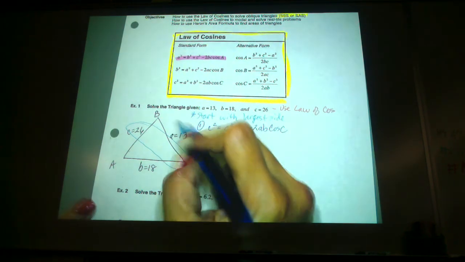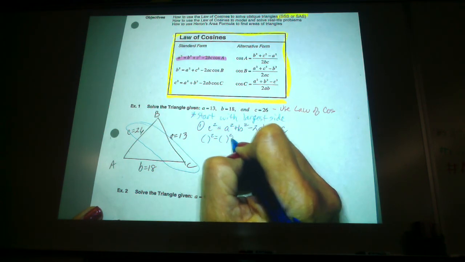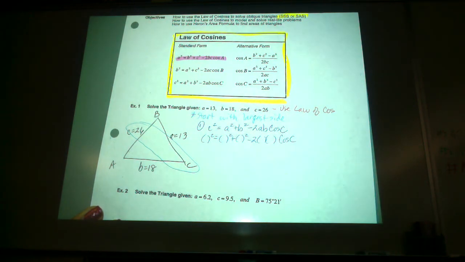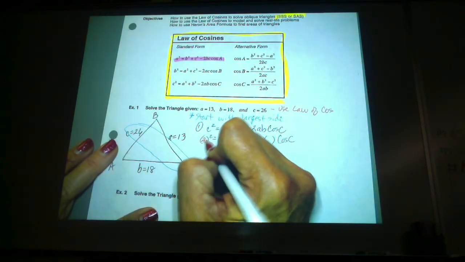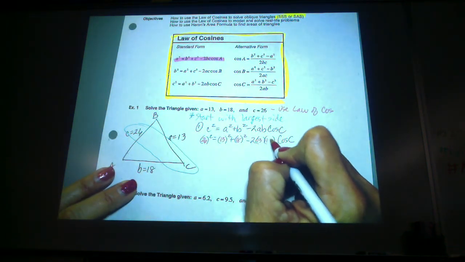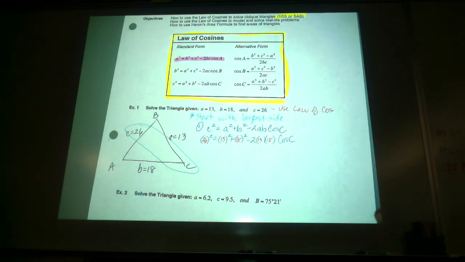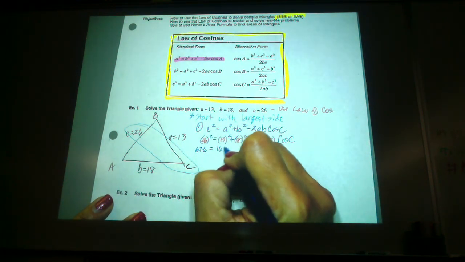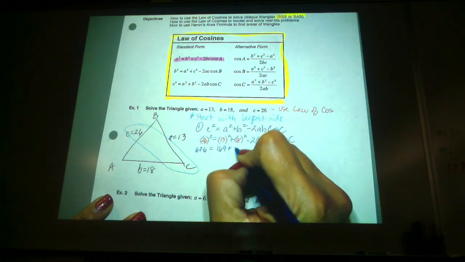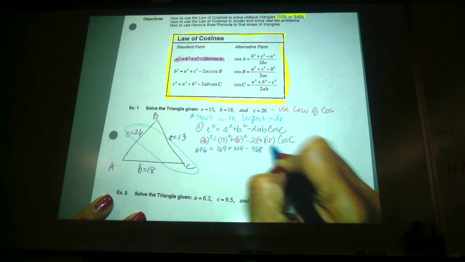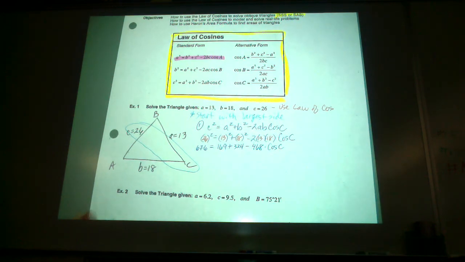Now you're going to plug in what you know. All I know are the side lengths. And we're going to use our algebra to get the cosine of C by itself. So C is 26, and A is 13, and B is 18. So then 13 and 18 here. And perform your math. 26 squared is 676 equals 13 squared is 169 plus 18 squared is 324 minus 2 times 13 times 18, 468 times the cosine of C. Well, we are trying to get our trig function by itself.